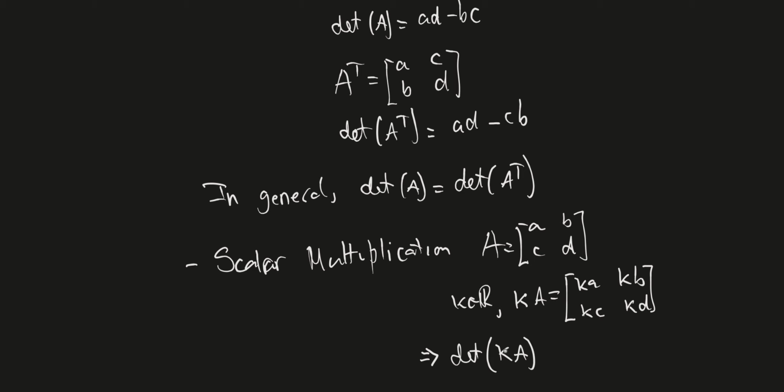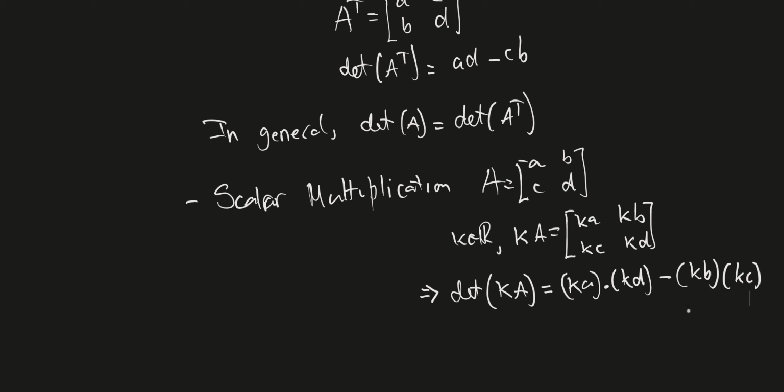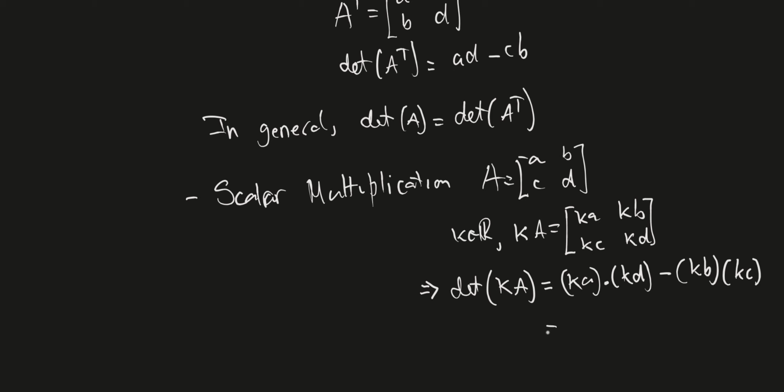So if we take the determinant of the constant times A, we would have Ka times Kd minus Kb times Kc, right? Well, let's simplify this. So this first one here is K squared AD minus K squared BC. And now I can factor out a K squared. And what we have is AD minus BC.